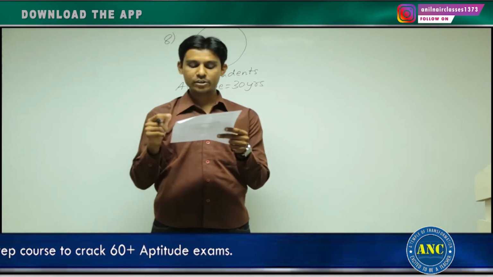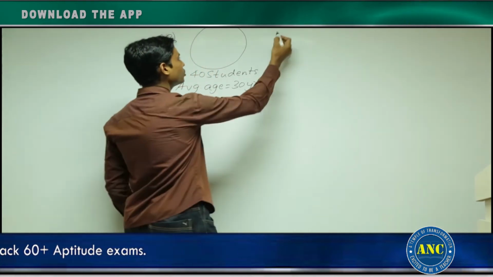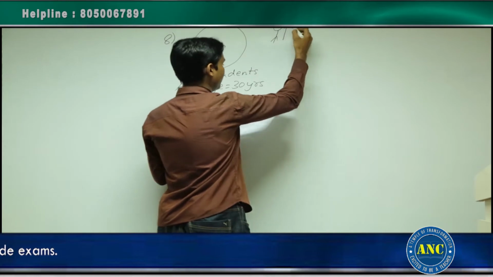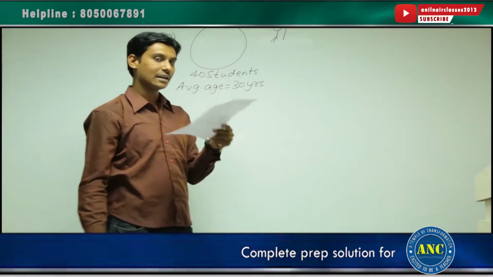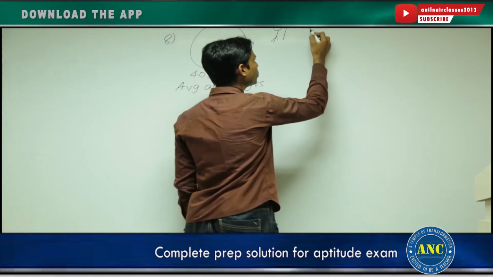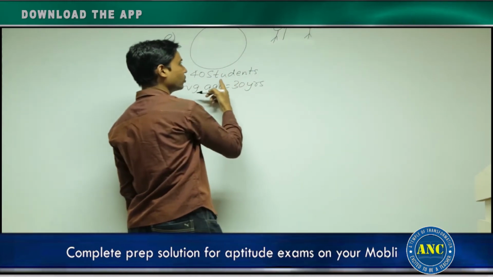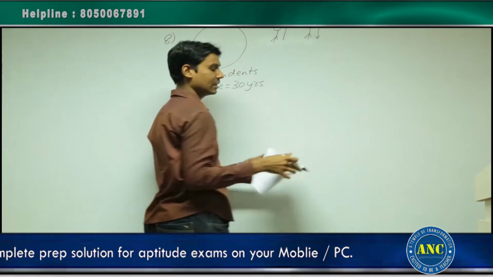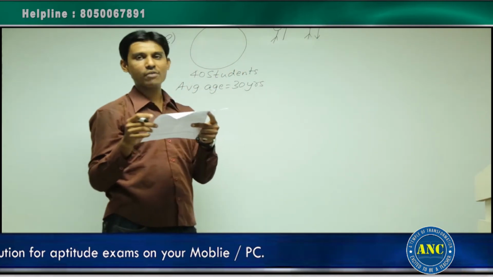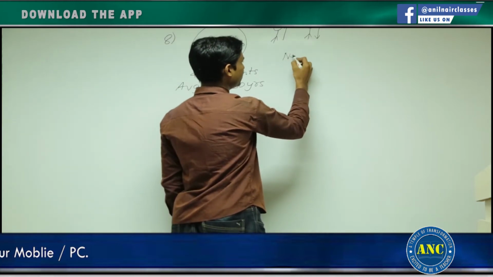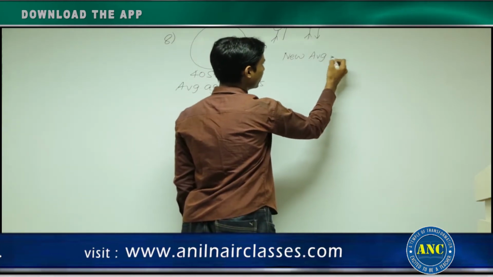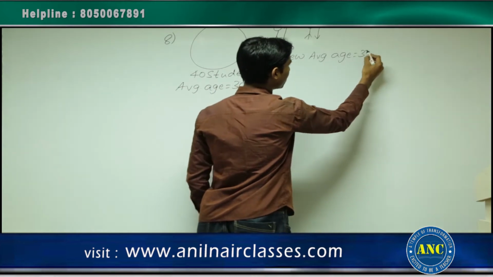Now see here. A student joins the class. One student is joining the class. And at the same time, a student who was already among these 40 students leaves the class. The new average age now becomes 32 years. Because this is happening, the new average age of the class becomes 32 years.